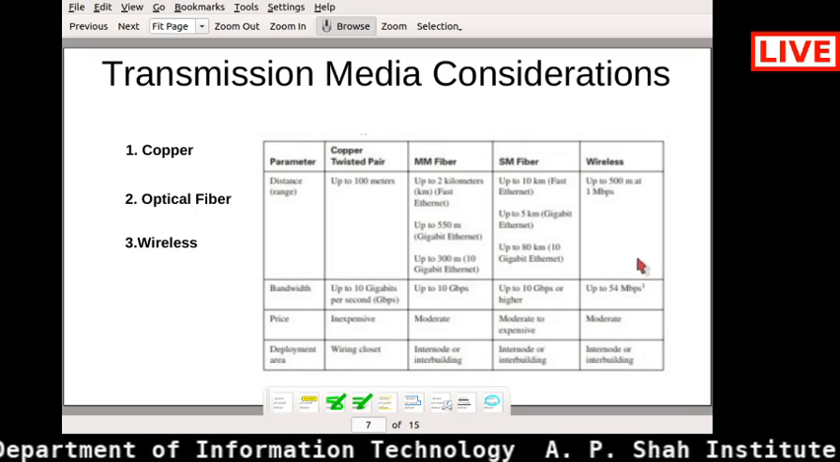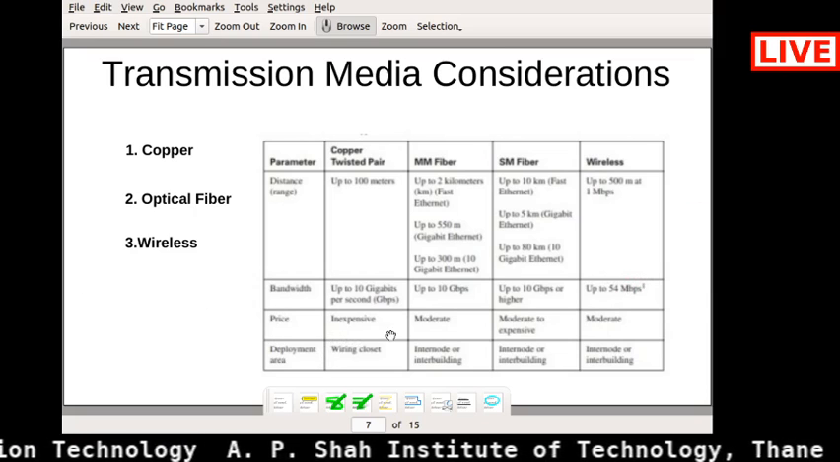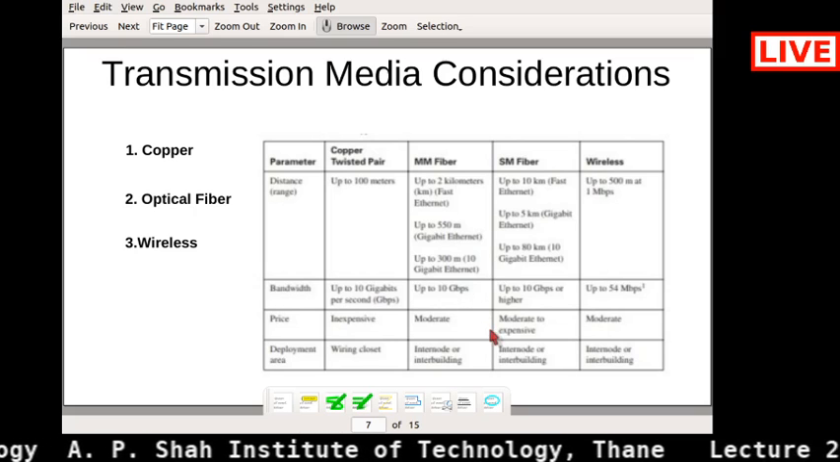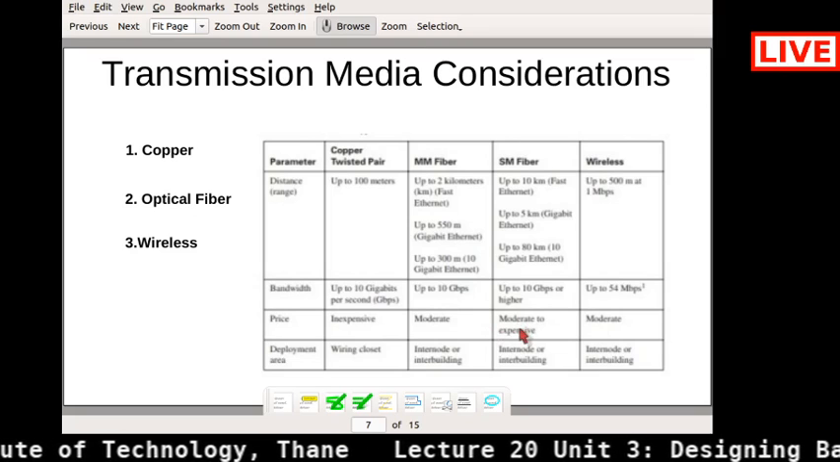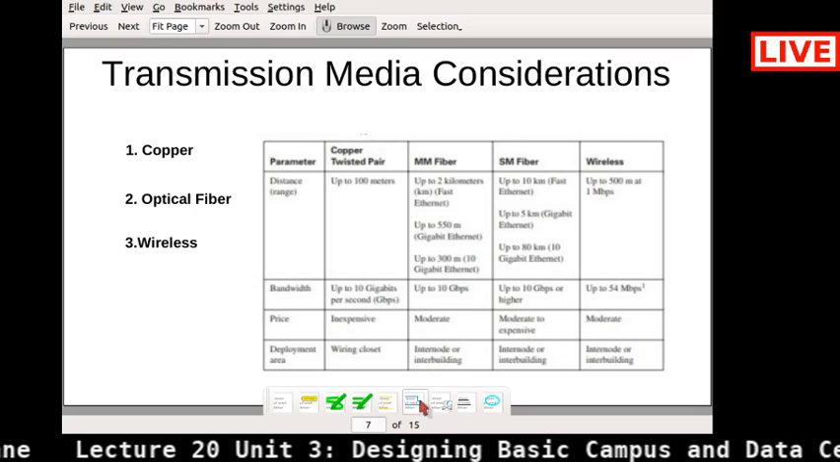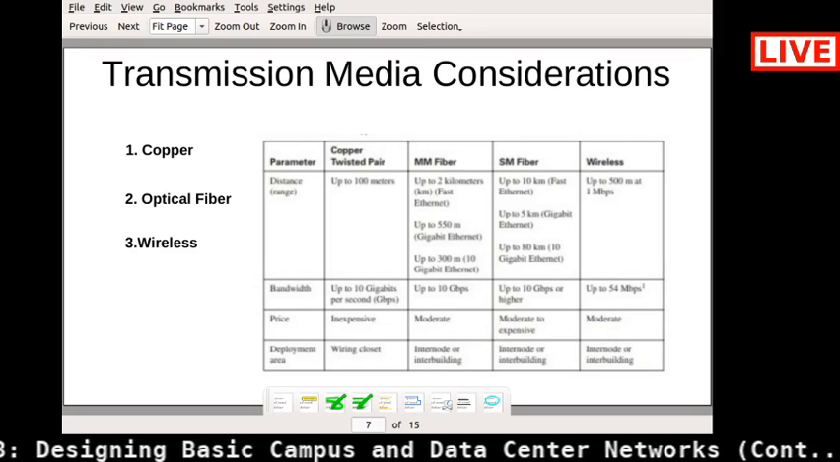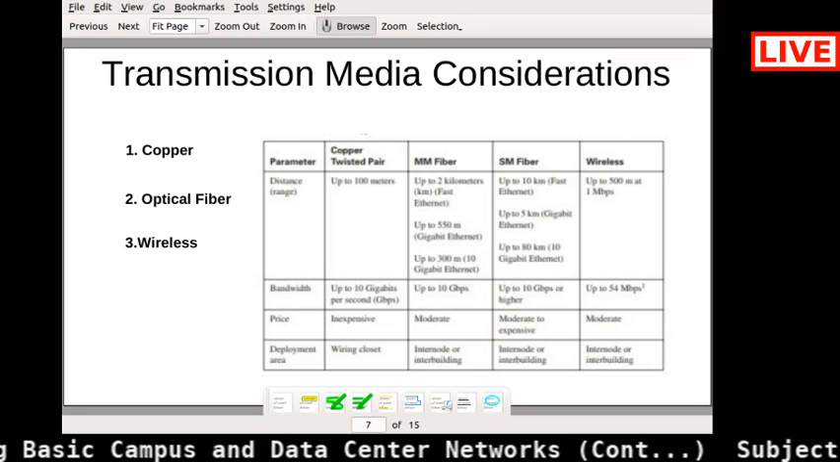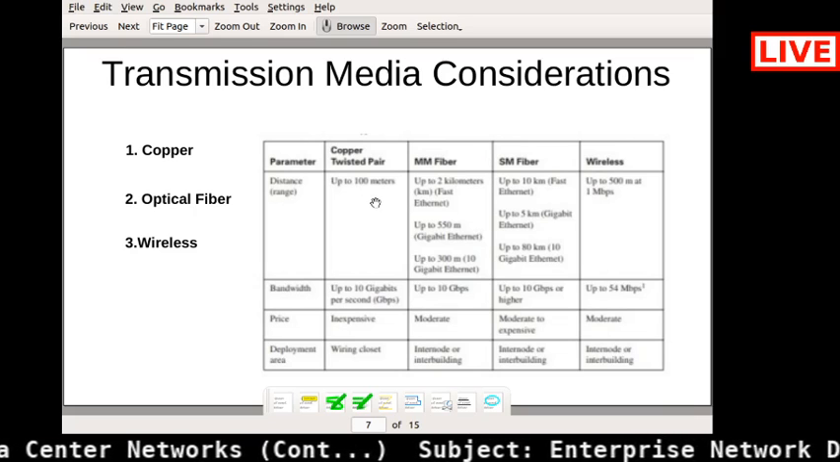So for copper twisted cable, as you see here, the wiring closet must be there. Then for fiber, internode or inter-building, you can use SM fiber also, and for wireless also the same. So depending upon that, you can select the transmission media that you wanted to use. So that also you can check.